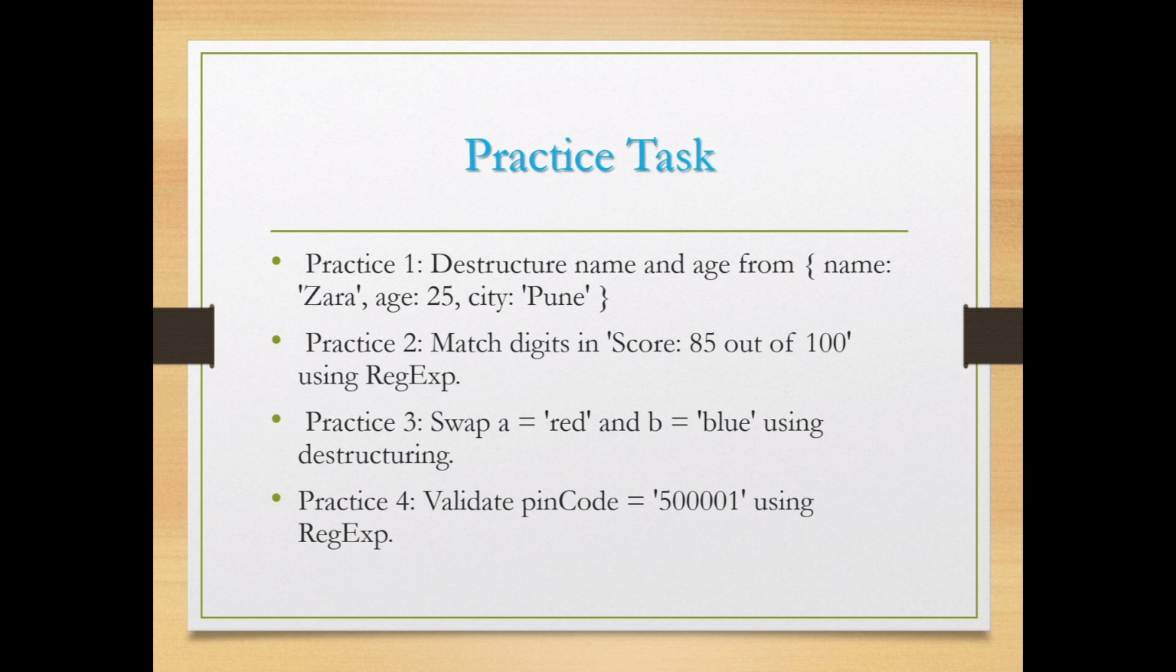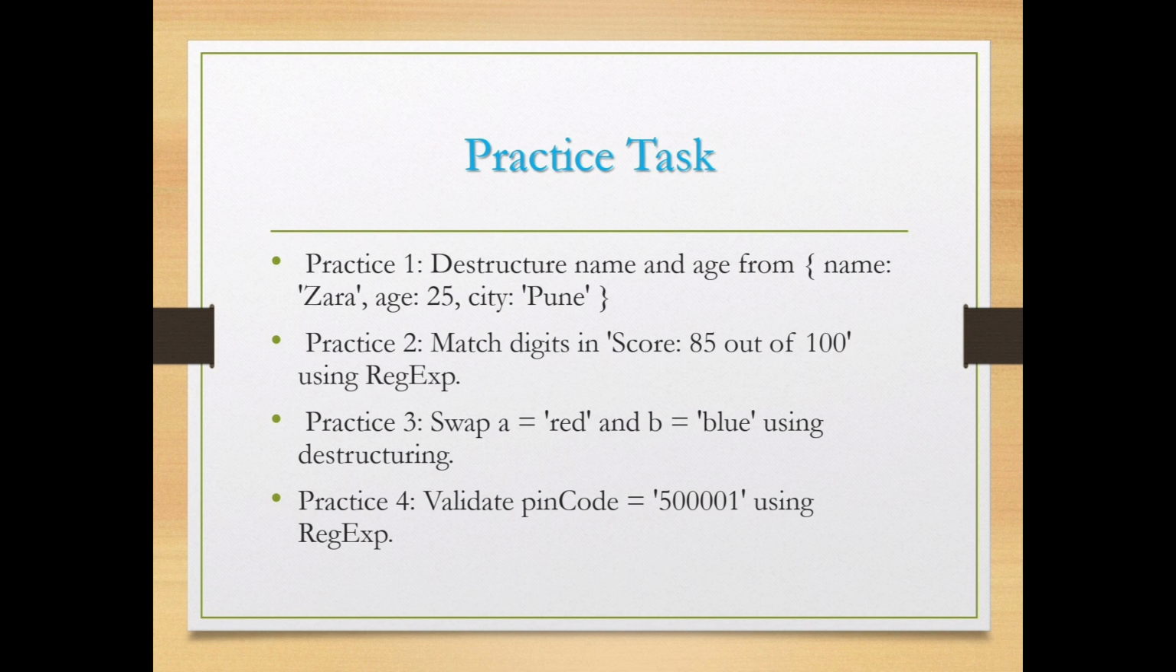Next, here is your practice task. First, you can create and restructure using name and age in this format. Here I am taking a name Zara and age as 25. Here I am also including a city, Pune. You can include anything you assume.